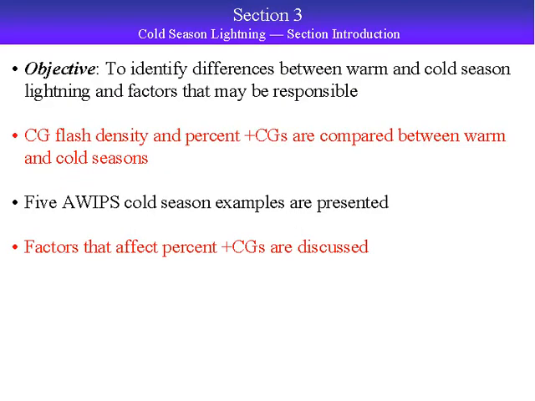Now we're going to begin talking about the first major category of CG lightning, whose behavior differs appreciably from the typical warm season convection that we focused on during all of Lightning Meteorology 1 in the first part of this session. This will be cold season convection. We're going to look at CG flash density and the percentage of positive CGs, comparing the two seasons. We're going to look at 5 AWIPS examples to show that some of these characteristics during the cold season happen over most of the continental United States. And then we're going to talk about factors that affect the percentage of positive CGs that occur warm season versus cold.